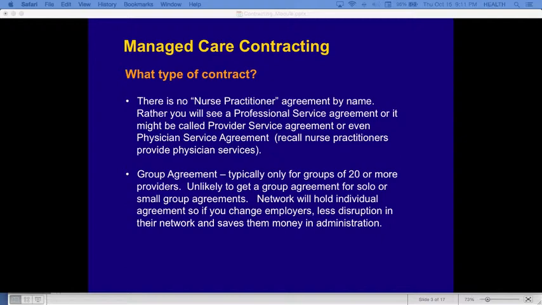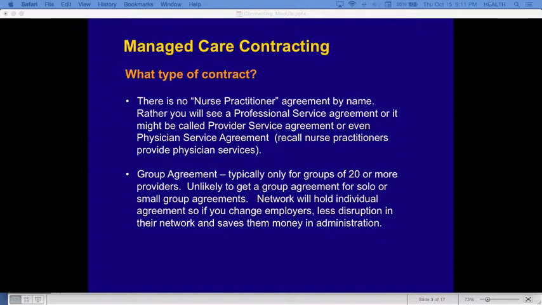So, I would like a contract. I'm a nurse practitioner. Can you send me a nurse practitioner contract? No, there is no such thing as a nurse practitioner contract. It is a professional service agreement. It can be called a provider service agreement. It may even be called a physician service agreement. Well, I'm not a physician.